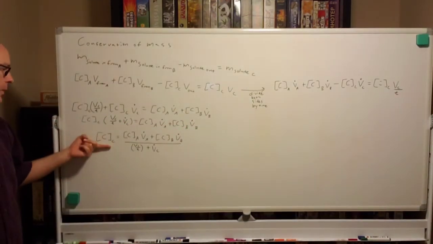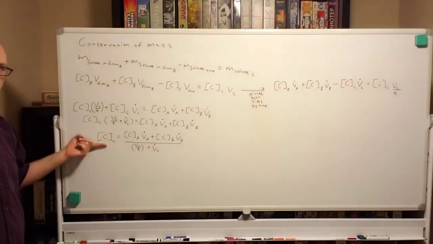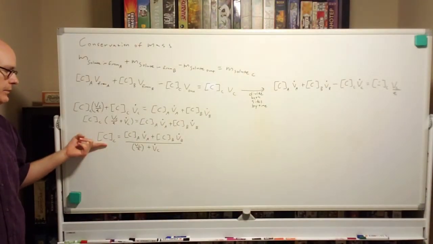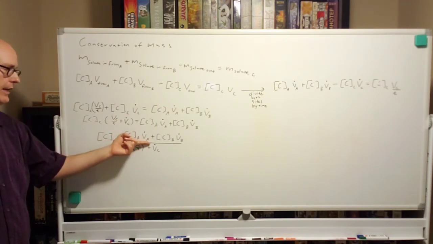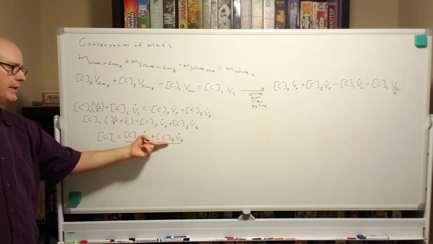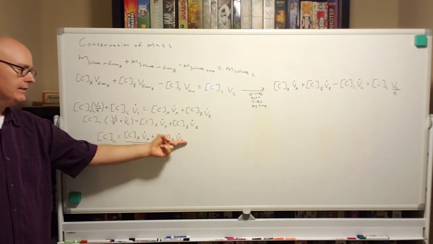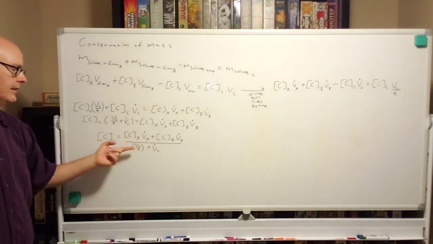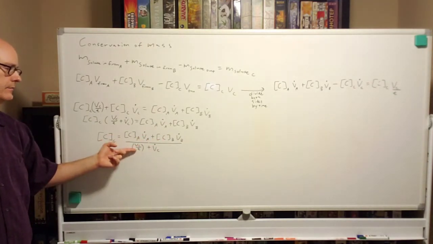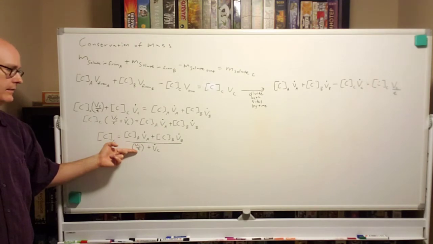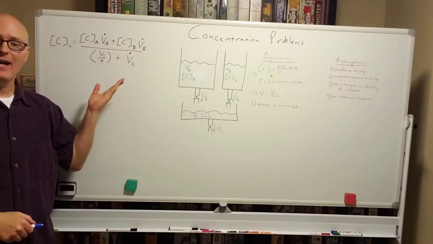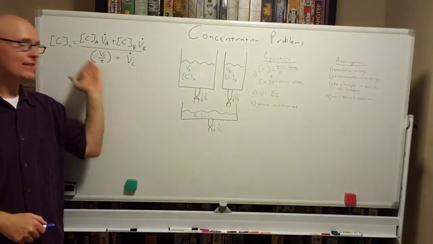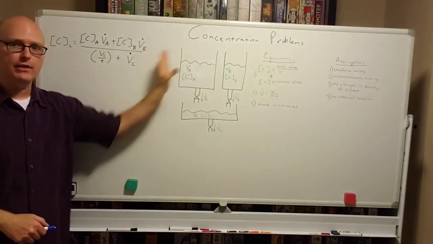Rearranging, my equilibrium concentration is going to equal the concentration of A multiplied by the volumetric flow rate of A plus the concentration of B multiplied by the volumetric flow rate of B, all divided by the accumulation rate in the tank plus the leak rate of the tank. So now we have a relationship between these variables, these parameters in our equation.